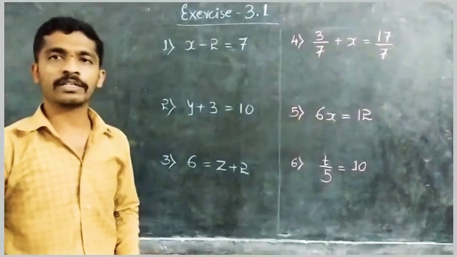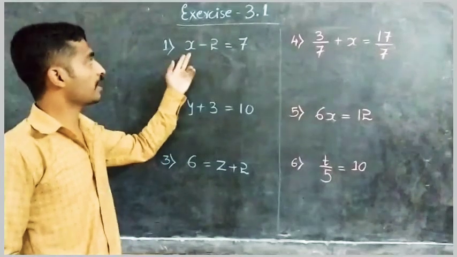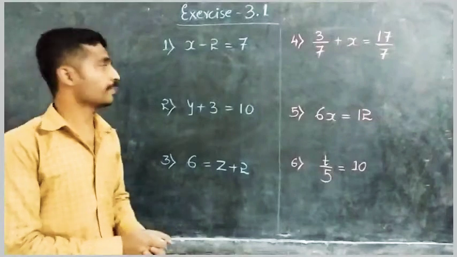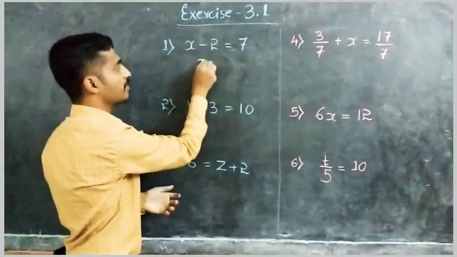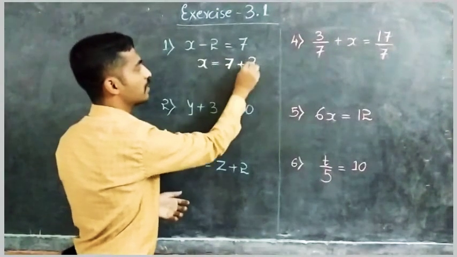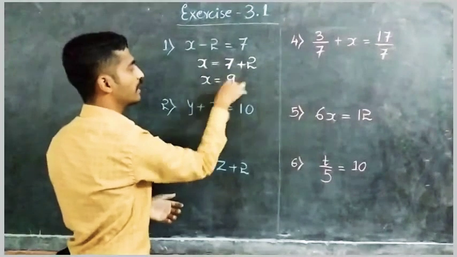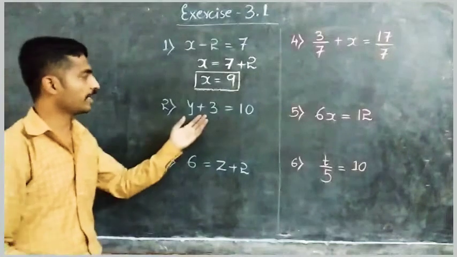Let's start exercise 3.1. In the first question, x minus 2 equal to 7. Here we have to find the x value. It's very simple. Here minus 2 is there. Take it to the right side. So minus becomes plus, so plus 2. x equal to 7 plus 2, that is 9. This is the answer. So try to do this one.